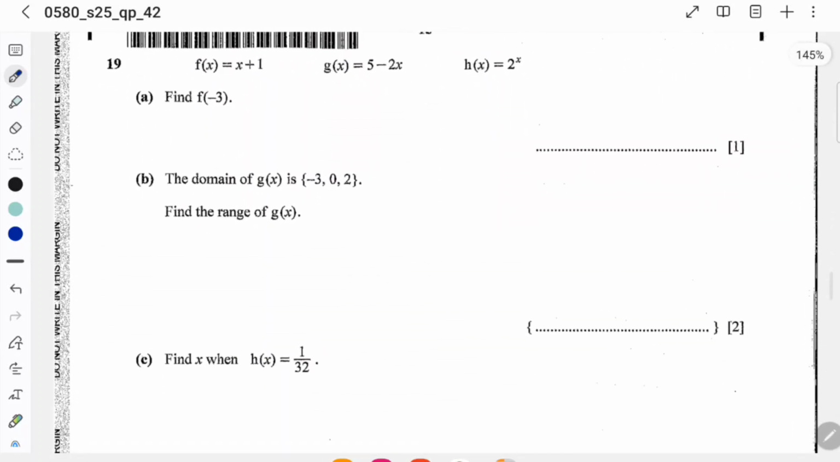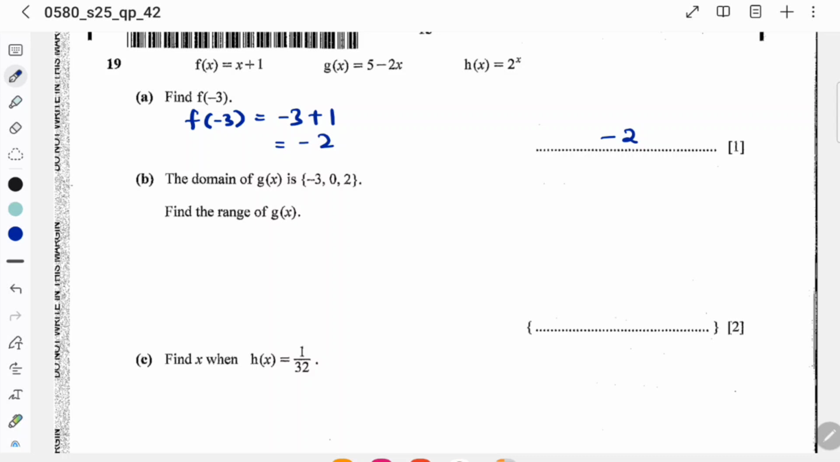Question number 19: f(x) equals x plus 1, g(x) equals 5 minus 2x, h(x) equals 2 to the power x. f of minus 3. We just have to put the value of x, minus 3, here. So f of minus 3 is equal to x plus 1, minus 3 plus 1, which is equal to minus 2. In many questions we don't even need the calculator in this paper. Now domain is x and the range is y, remember.